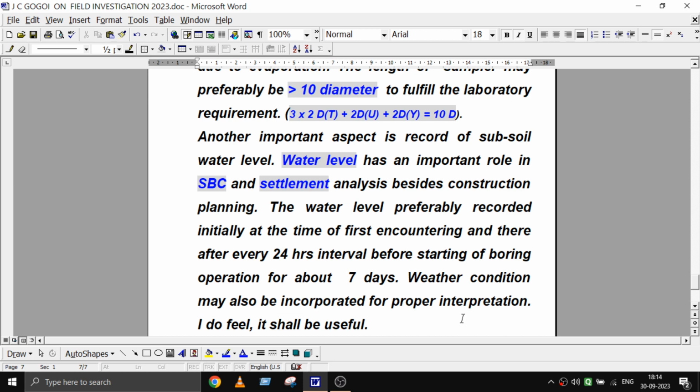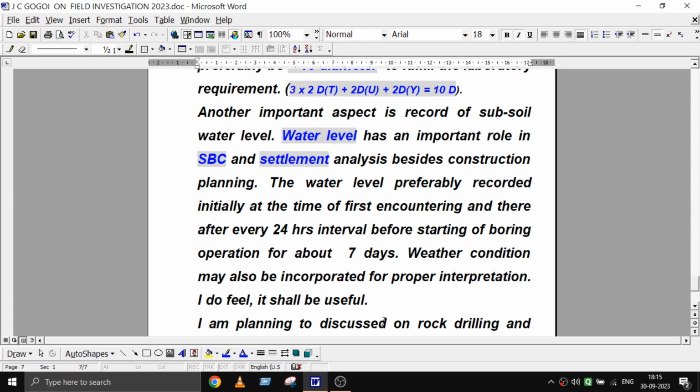Further, unit weight of soil is an important parameter in SBC and settlement analysis. If we are not sincere about recording the water level, in such cases we will be in problem. So I feel it shall be useful.